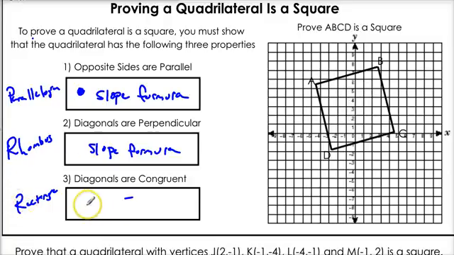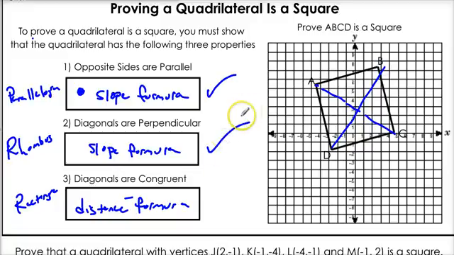And you're going to do just what you did here, and you're going to use the distance formula to show that the diagonals are congruent. All right? And once you've shown these 3 things, that proves that it's a square. So you have to show that it's a parallelogram. All right? So you're going to show the opposite sides are parallel. That's the slope formula. Then you're going to show the diagonals are perpendicular. That's our diagonals right here, by once again using the slope formula. And then you're going to use the distance formula to show the diagonals are congruent. And once you've done all 3 things, you know it's a square.